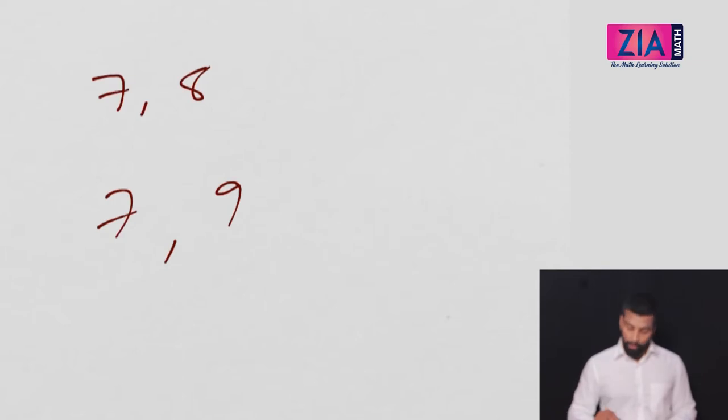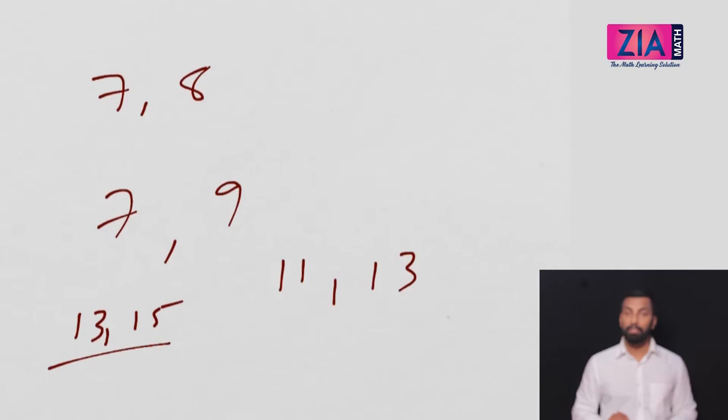Now see, two consecutive natural numbers are coprime numbers. If you take two consecutive odd numbers like 7, 9, they are coprime numbers, or 11, 13, they are coprime numbers, or 13, 15, they are coprime numbers. Two consecutive odd numbers are also coprime numbers. Now if you take two prime numbers, they are also coprime numbers.